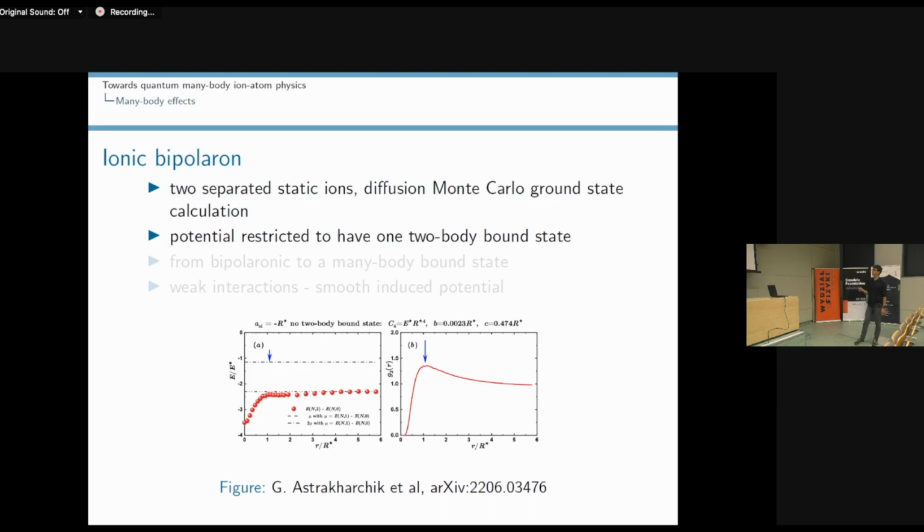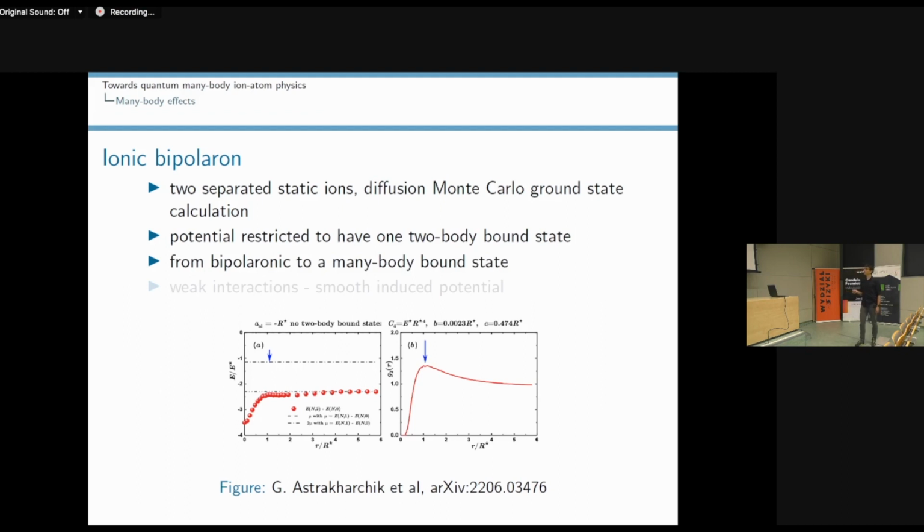And the energy of the system as a function of the separation roughly sits at the energy of a single polaron, or of a single many-body bound state, and then it decreases slightly as you move the ions closer together. You can see that this decrease becomes observable only for very short separations, actually of the order of 1 or 2 R star, which is experimentally not a very reasonable number.